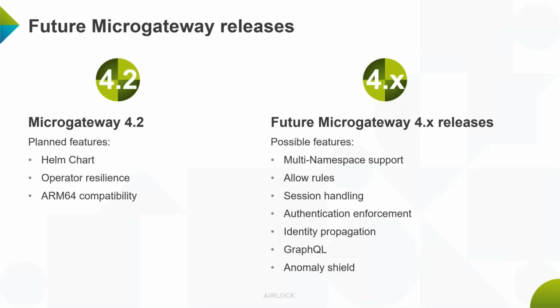Small outlook about the next few releases. The next release, what we have planned is to bring a Helm chart for our solution, to make it possible to run the operator with a replica count higher than 1 and make ARM compatibility, so that you can use the microgateway solution on your MacBook with M1 or M2 chips.